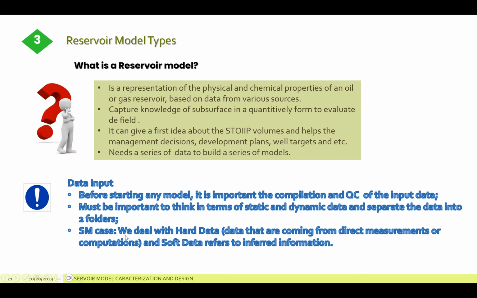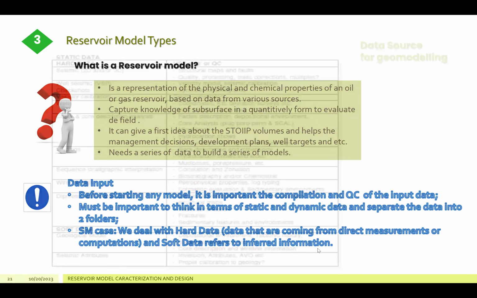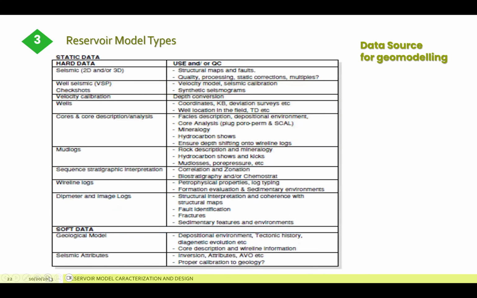The static model. So we deal with hard data. Hard data are data coming from direct measurements or computations, and soft data refers to inferred information. Okay, let me zoom this. So these are the sources of data for geomodeling.